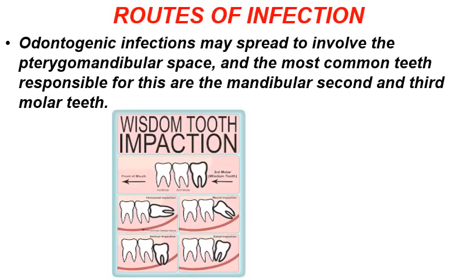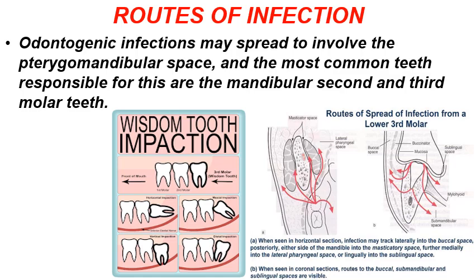What are the sources of infection for the pterygomandibular space? Usually odontogenic infections spread to involve the pterygomandibular space. The most common teeth involved are the mandibular second and third molar teeth, and more specifically the third molar tooth, particularly if it is mesioangularly or horizontally impacted. On the right hand side, we can see the axial section where, if the roots are a little bit deflected lingually, the infection can reach the pterygomandibular space directly as a primary space. Or if there is involvement in the buccal space infection or other infections as primary spaces, it will eventually reach the pterygomandibular space as a secondary space.